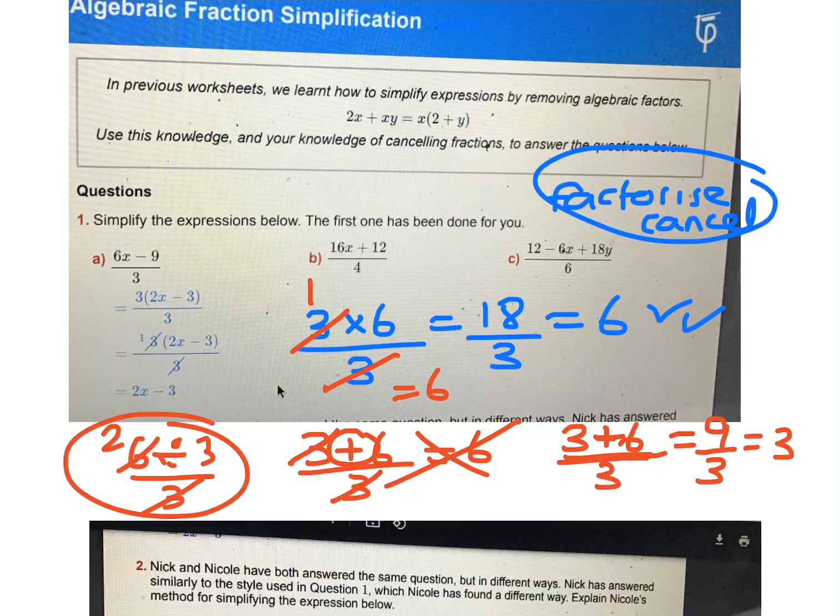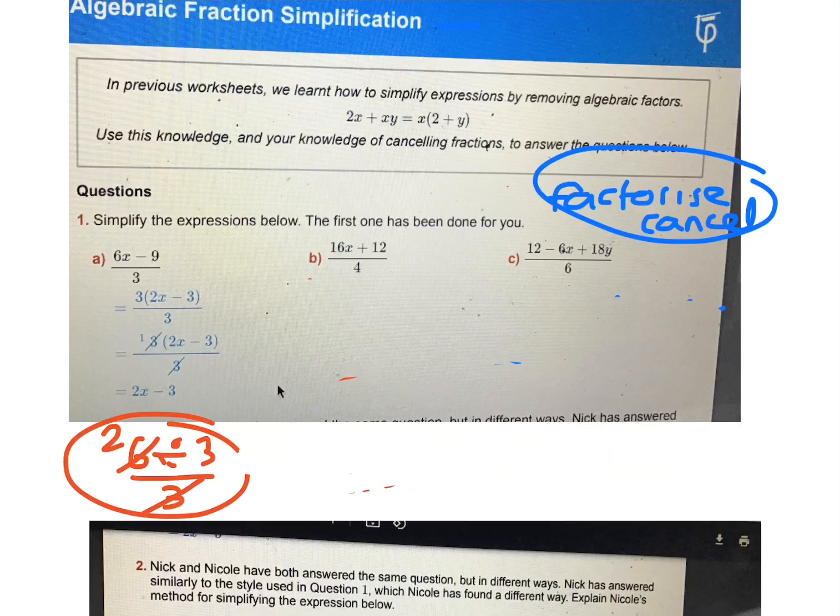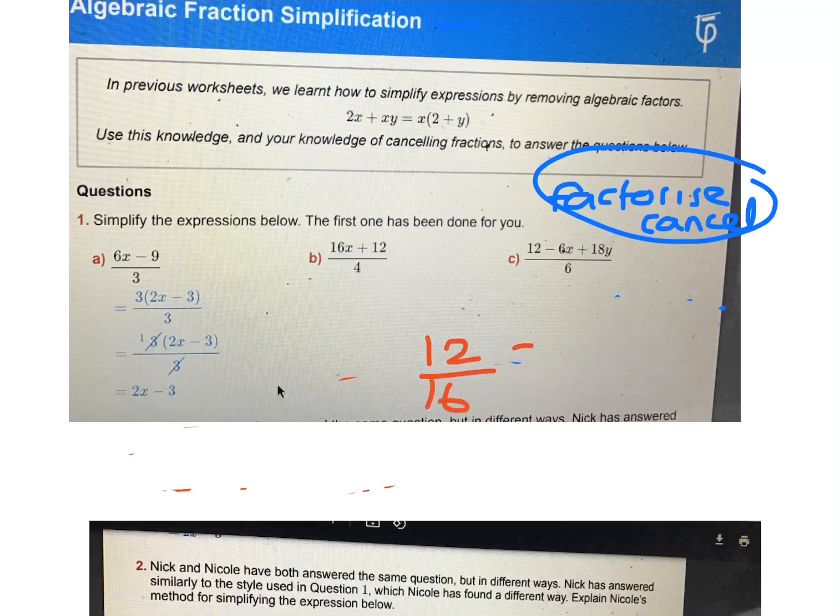The reason that we factorise is because when we factorise, we're creating a multiplication. And when we create a multiplication, we're able to cancel fractions. The same as if you go back to basic fractions, like 12 on 16, you get 4 times 3 over 4 times 4. It allows you to cancel the 4s and just get 3 over 4. That's basically dividing the same number into the top and the bottom. So that's the process we're doing here.